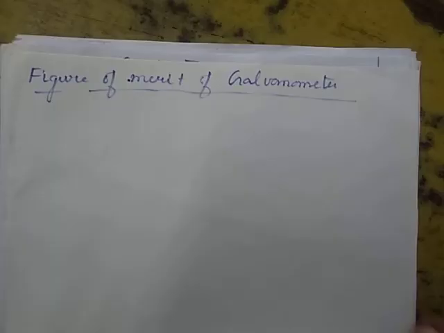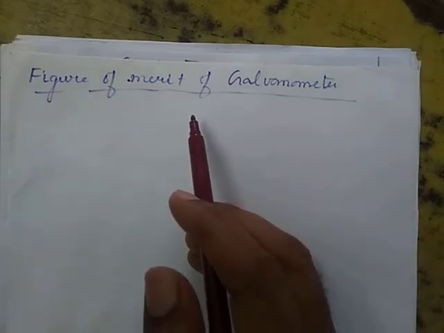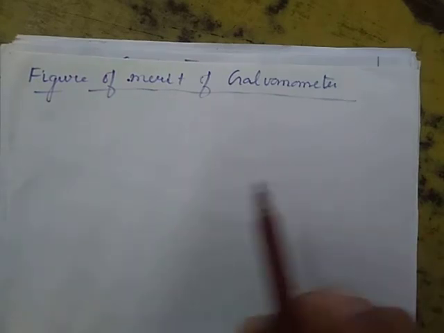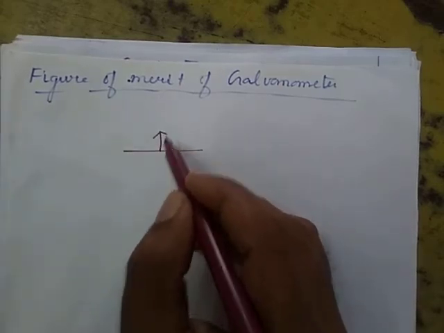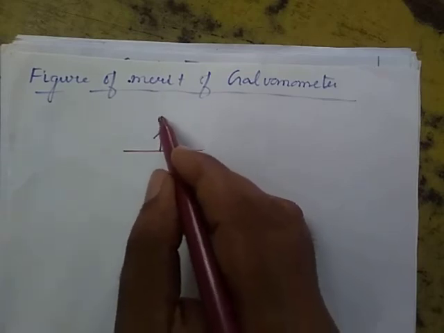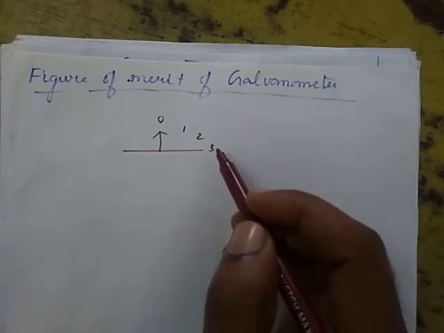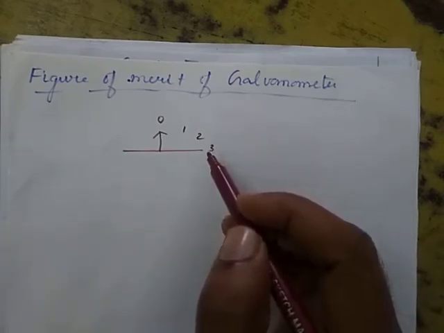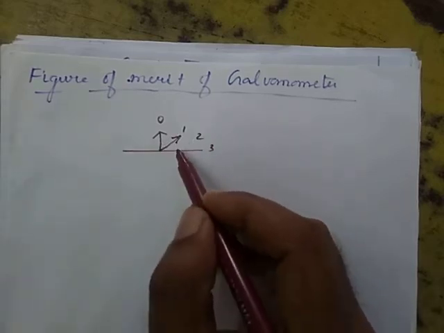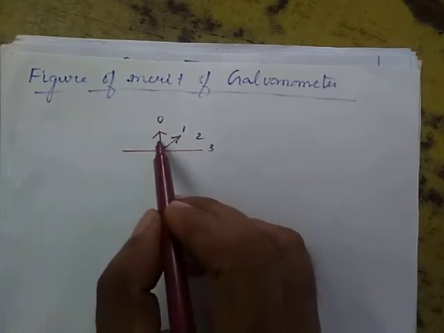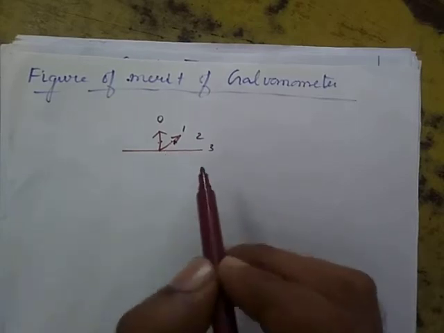Now let me see the figure of merit of a galvanometer. It is defined as the current which produces a deflection of one scale division in a galvanometer. Here I consider a pointer type galvanometer with a needle, and suppose the scale reads 0, 1, 2, 3. The current that is needed to deflect one scale division is known as the figure of merit of a galvanometer.